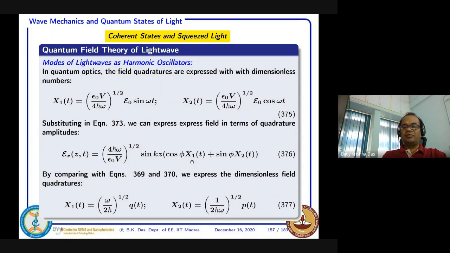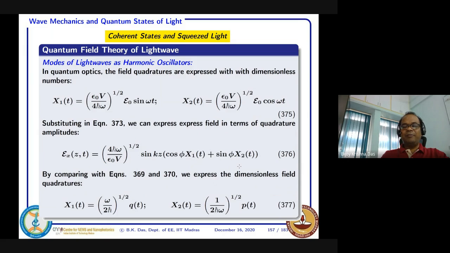We can simply think that x1 and x2 are orthogonal, because they are out of phase by pi by 2. So you can consider these two factors orthogonal. Orthogonal means perpendicular to each other. We can represent it like that.